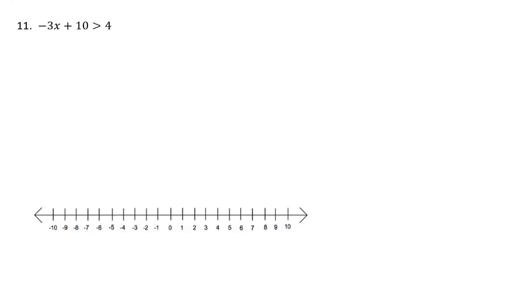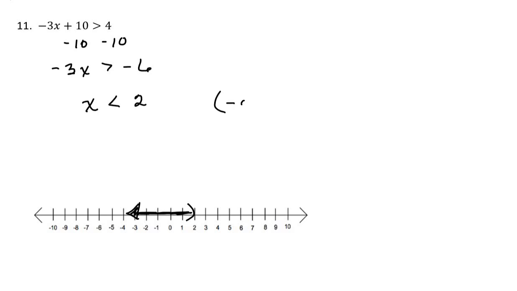Okay, problem 11, I have -3x plus 10 is greater than 4, so I'm going to subtract 10 from both sides of my inequality. So -3x is greater than -6. Divide both sides by -3, and remember when I divide by a negative, the inequality reverses. So x is less than 2, which means I want numbers to the left of 2, and here I've got a parentheses. So I have a parentheses, -infinity, +2 parentheses for my interval notation.